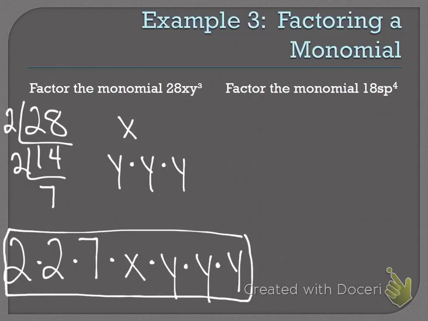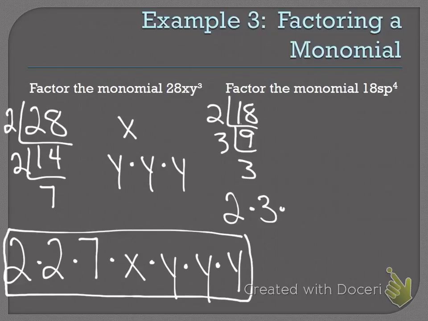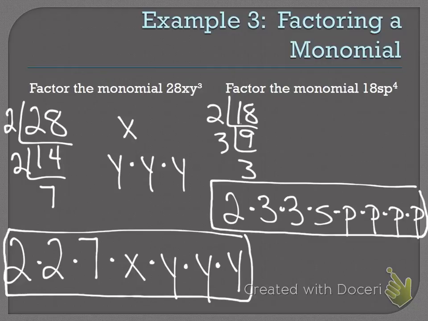Okay, so now this is the last one. I want you to factor this monomial, 18sp to the fourth. Go ahead and factor it, break it down into all of its prime factors. When I factor 18, I do the prime factorization, and then I multiply times s times p, how many times? 4 times. Okay, and that's how I'm going to do it.